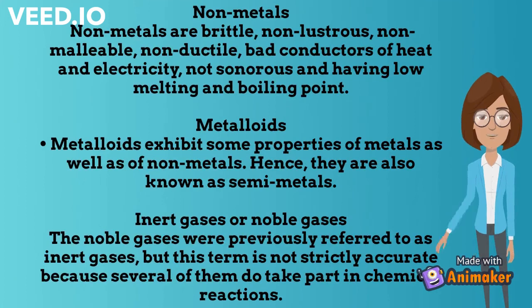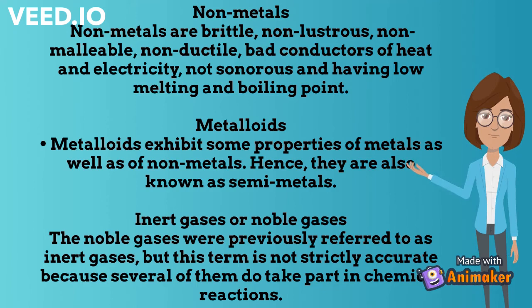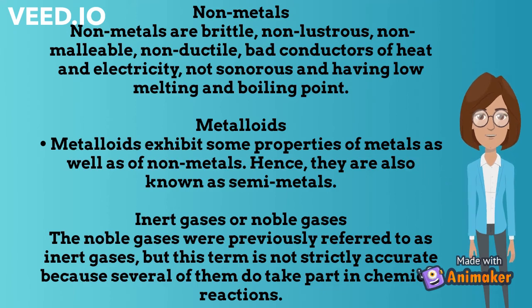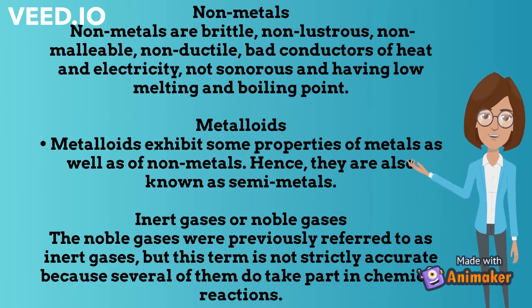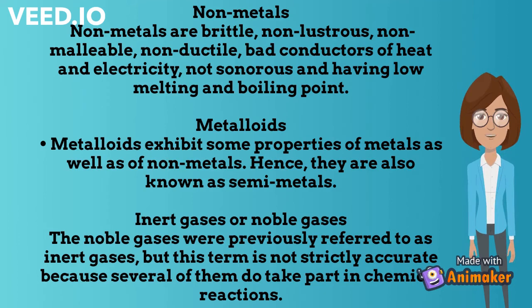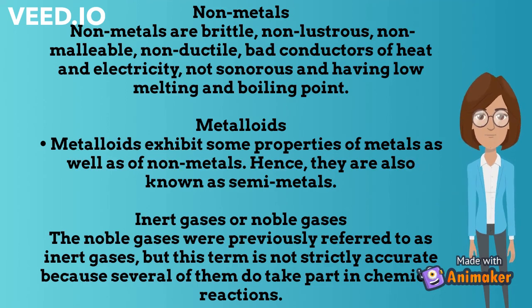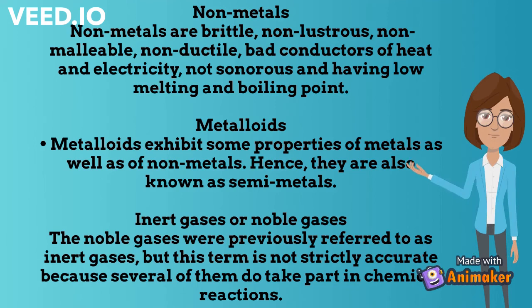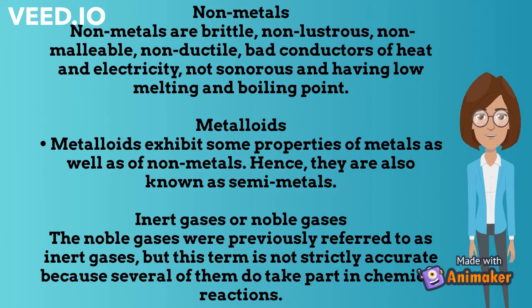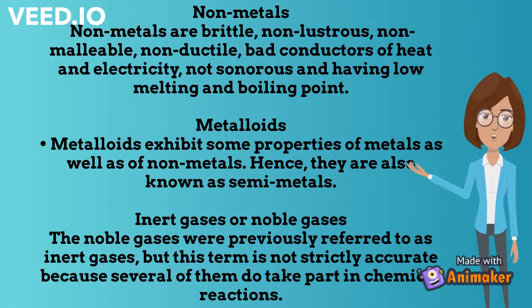Nonmetals. Nonmetals are brittle, non-lustrous, non-malleable, non-ductile, bad conductors of heat and electricity, not sonorous and having low melting and boiling point. Metalloids. Metalloids exhibit some properties of metals as well as of nonmetals. Hence, they are also known as semi-metals. Inert gases or noble gases. The noble gases were previously referred to as inert gases, but this term is not strictly accurate because several of them do take part in chemical reactions.